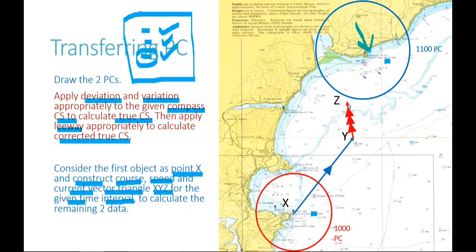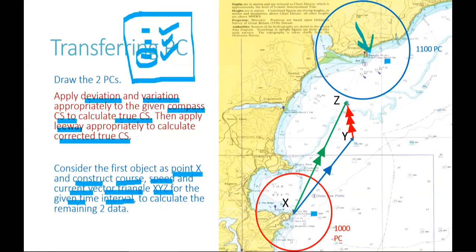If I join X with Z, this gives me the course made good. It is represented with double arrows. So let's mark these double arrows here. So we have this position Z now, and this is the position to draw the transferred position circle.